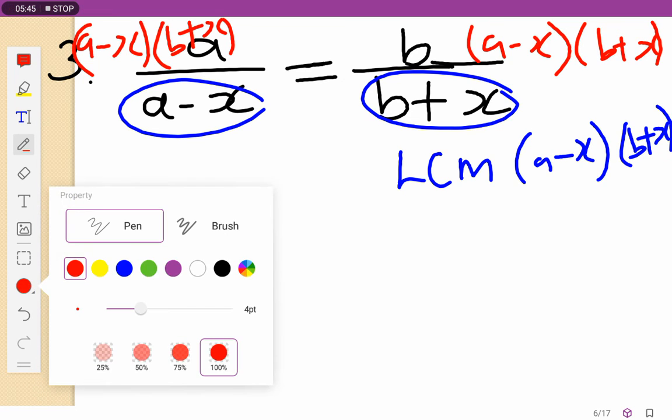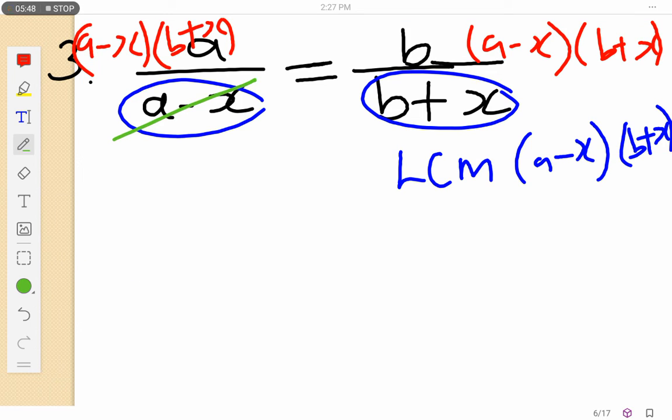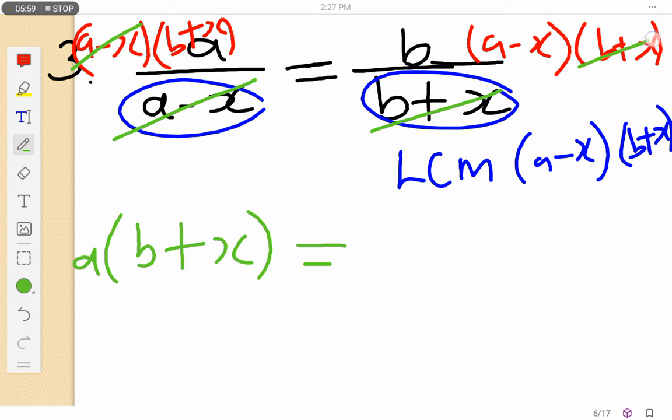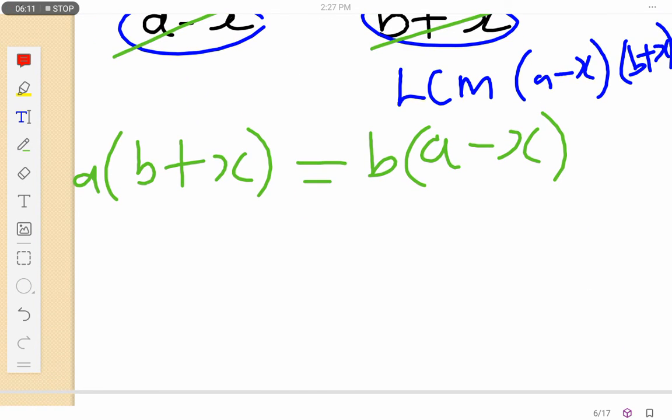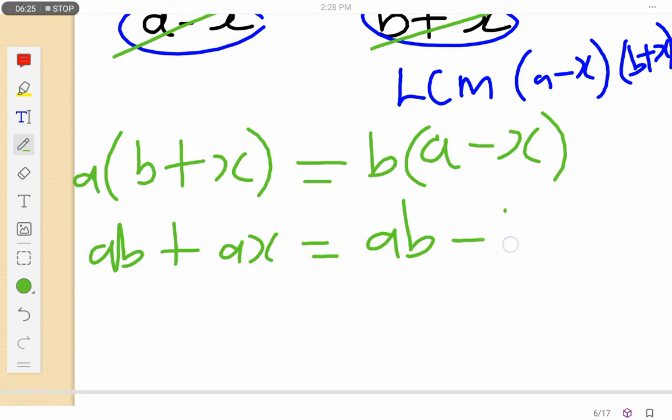Okay. Now we have multiplied everything, we divide. A minus x will cancel off with a minus x and will remain with a multiplying b plus x. This is equal to, on the right side, b plus x will cancel off with b plus x. So we'll remain with b multiplying a minus x, like that. So that's how we do it. Now we have removed the denominators. We are now going to remove the brackets. Removing the brackets, we multiply a by b, we get ab plus ax is equal to ab minus bx.